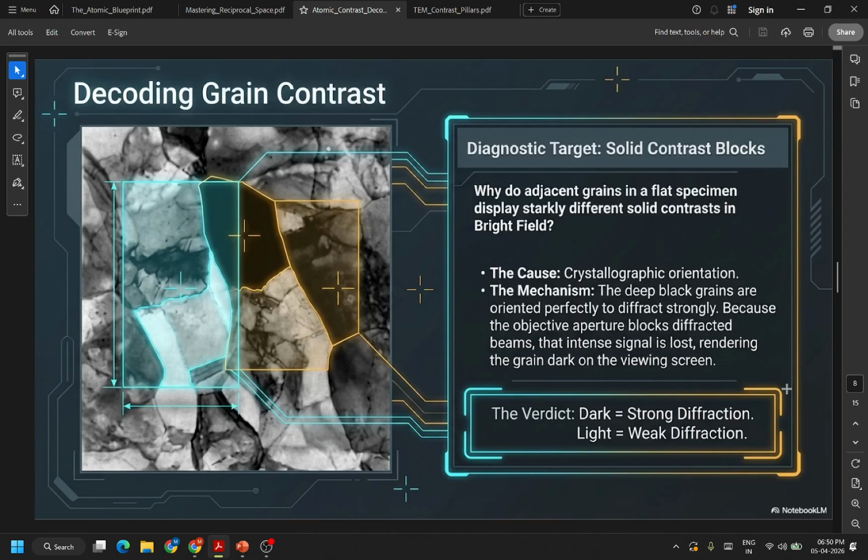So why do adjacent grains in a flat specimen display starkly different contrast in bright field? The cause is crystallographic orientation. The deep black grains are oriented perfectly to diffract strongly. Because the objective aperture blocks the diffracted beams, the intense signal is lost, rendering the grain dark on the viewing screen. So in the light region, diffraction is weak. In the dark region, diffraction is strong.